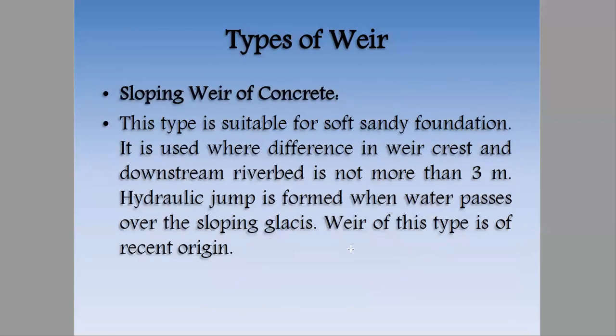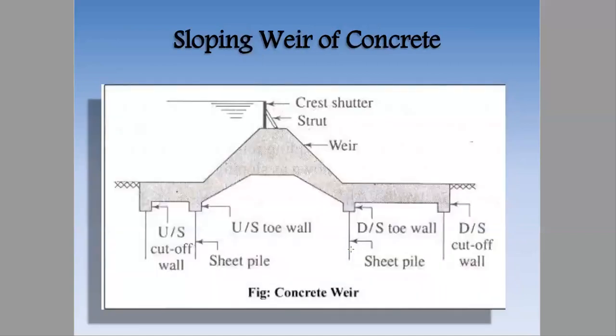The second one is sloping weir of concrete. We have already seen an example of sloping weir in a diagram, and we'll see more in coming slides also. What is a sloping weir? You can see here, this is your sloping weir. You can also see that there is an upstream cut-off wall and a downstream cut-off wall.